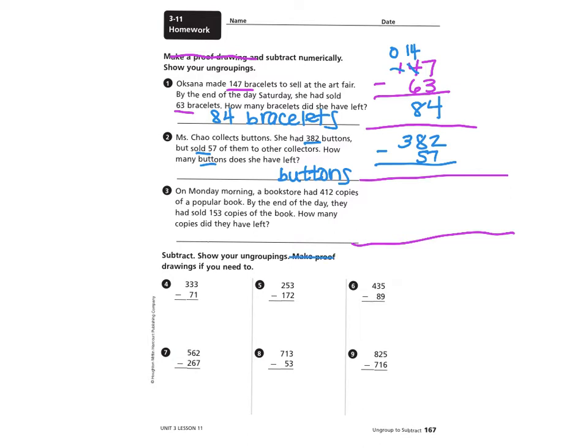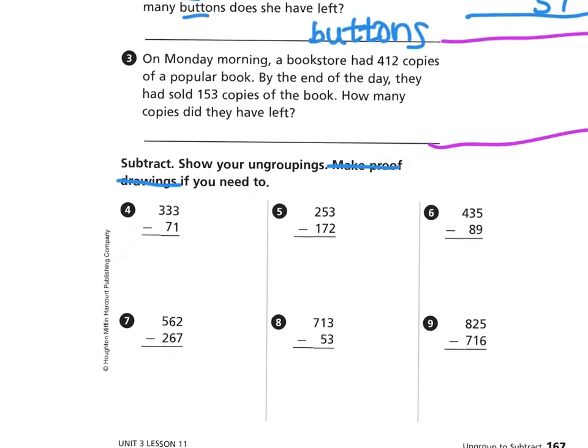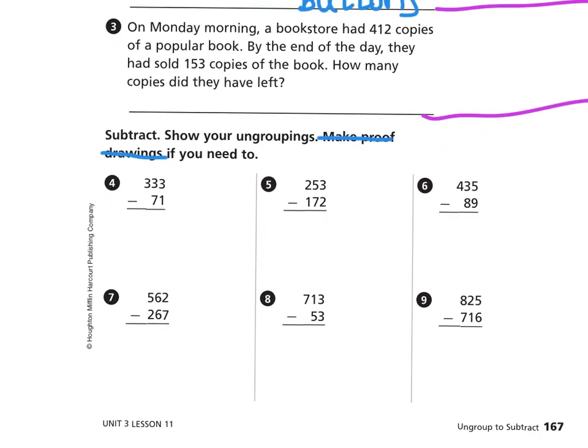We are not doing the proof drawings. And when they say show your ungroupings, that just means you're showing how you're borrowing. Okay. Zoom in here for a minute. So the big thing here is you don't want to borrow if you don't need to, guys. Okay, so let's look at number 4.